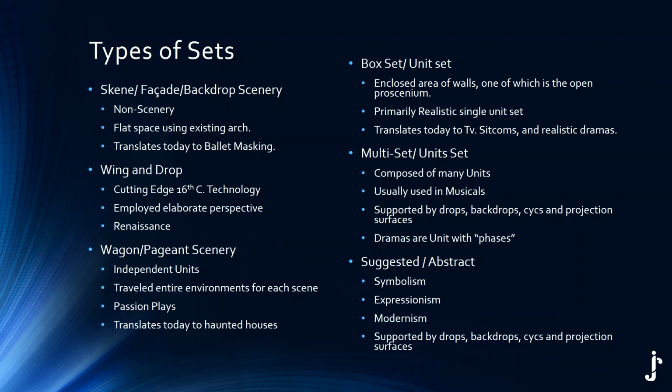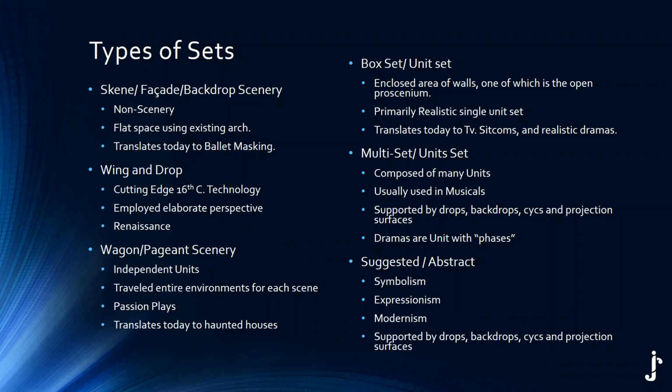A box set or a unit set, a multi-unit set, and a suggested abstract set are considered the types of scenery that are in the United Scenic Artists guide for pay structure. So these are the three types or kinds of scenery that are really acknowledged and thought of as today. And if you think about it, backdrop scenery is kind of a single unit. Wing and drop scenery is probably considered around masking and could be considered a single unit set. And wagon scenery would be something like multi-set scenery.